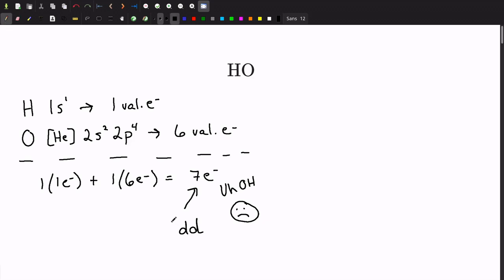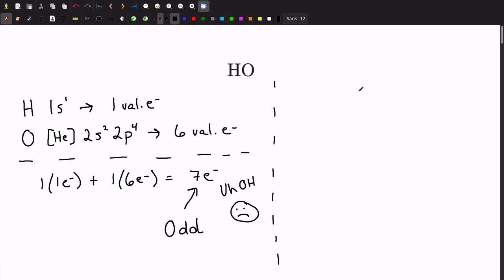Well, if we think about it, every time we've written a Lewis dot structure, we always have a bond that's 2 electrons, or we have a lone pair that's 2 electrons. There's no way we're going to be able to pair off all of these electrons when we get an odd number. So let's see how this plays out.